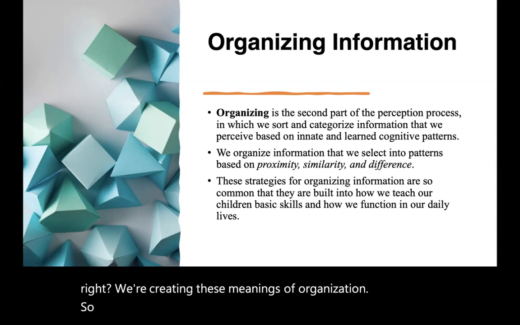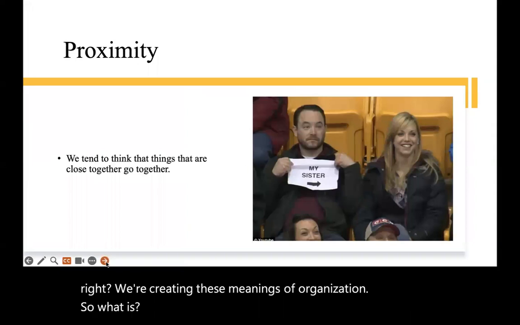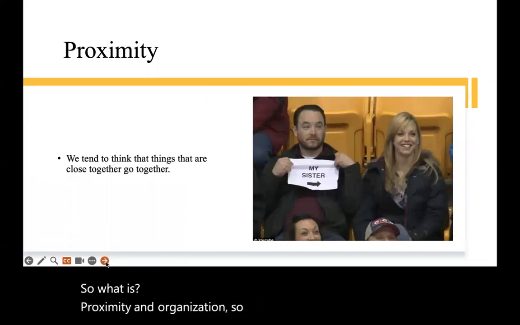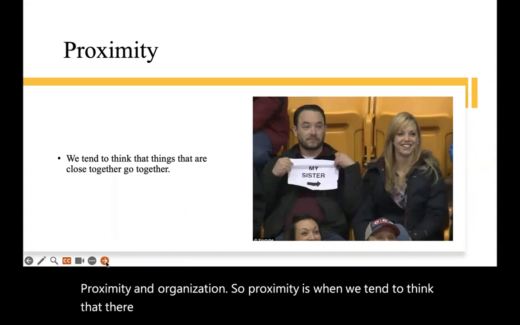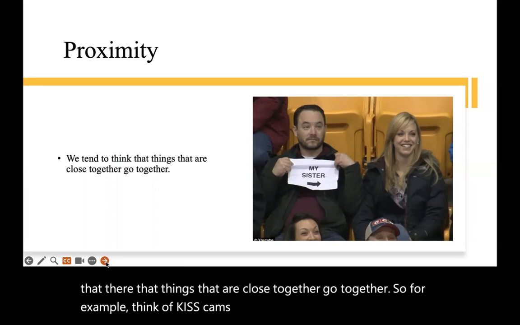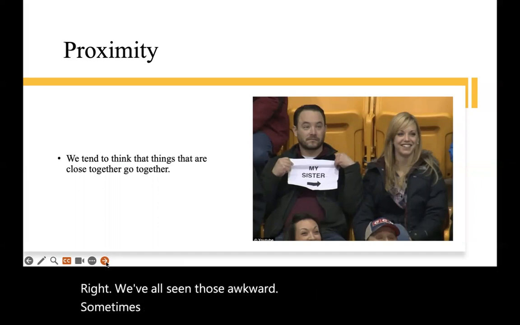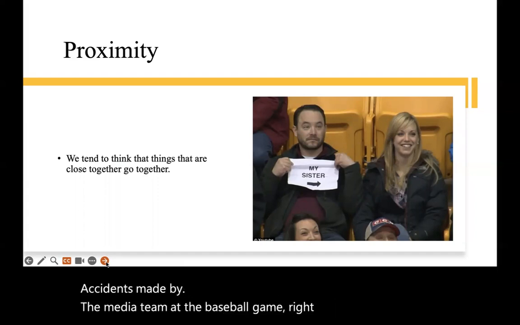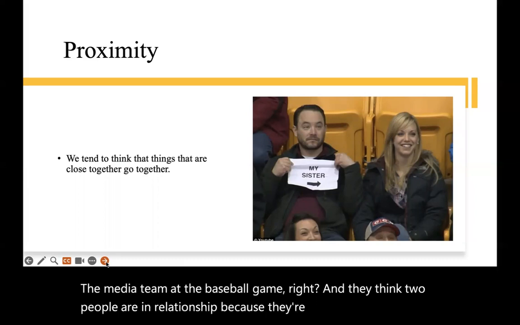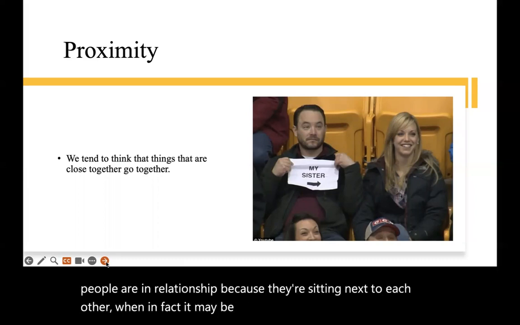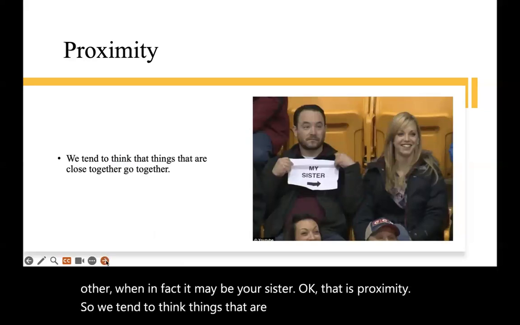So, what is proximity in organization? So, proximity is when we tend to think that things that are close together go together. So, for example, think of kiss cams at a baseball game, right? We've all seen those awkward, sometimes hilarious accidents made by the media team at the baseball game, right? And they think two people are in a relationship because they're sitting next to each other, when in fact it may be your sister. Okay, that is proximity. So we tend to think things that are close together go together.